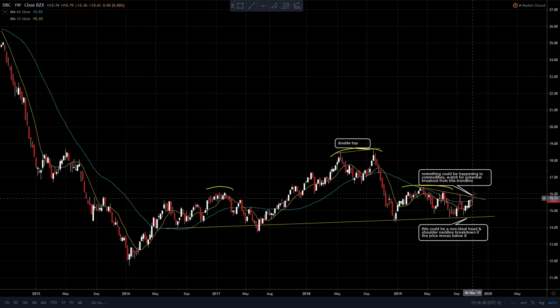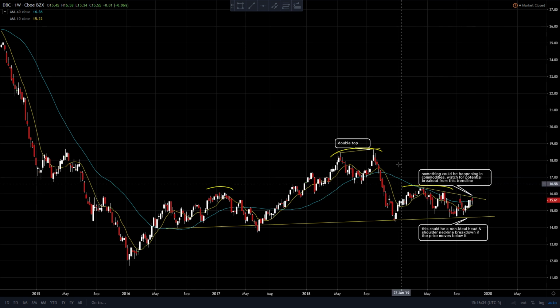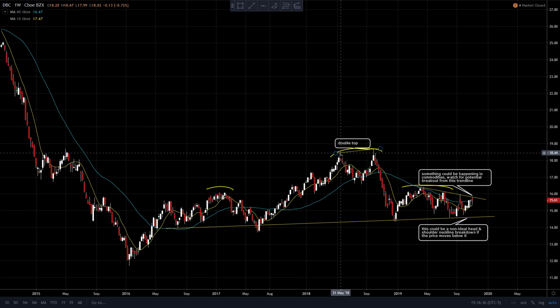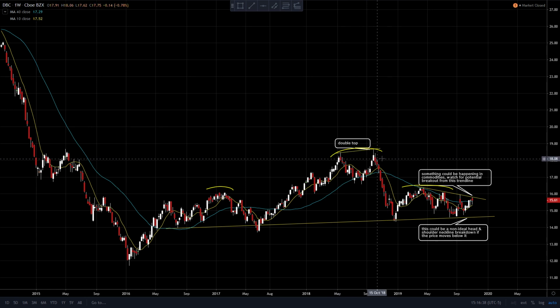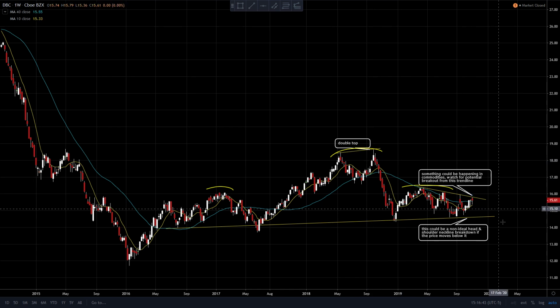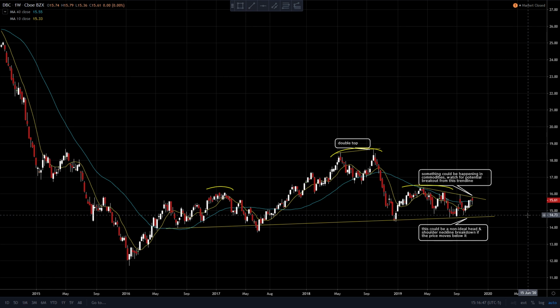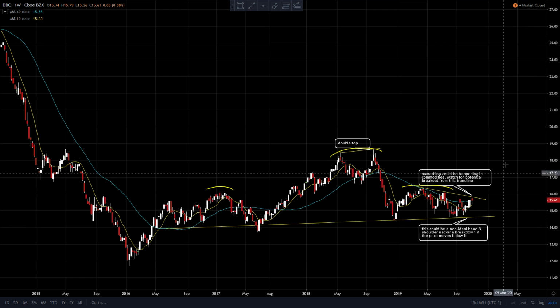But if it breaks out of this trend line here, then there is some possibility of getting up to this double top here. We test this double top and take out this double top. So we'll keep an eye on this. Something is happening. We'll see how it will play out in the near future.